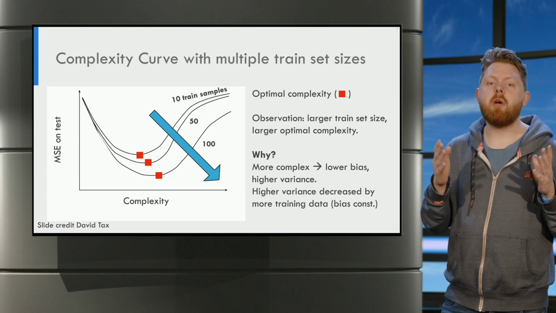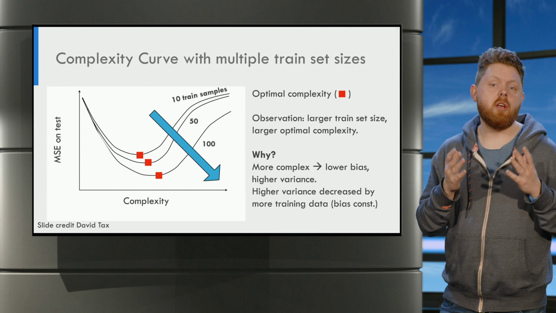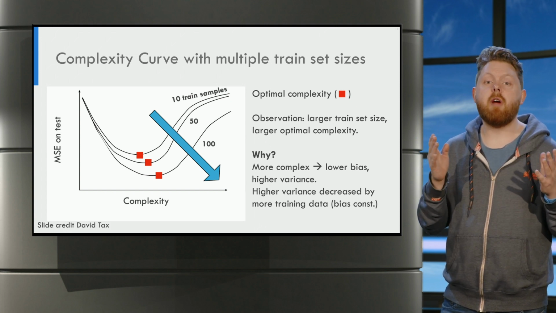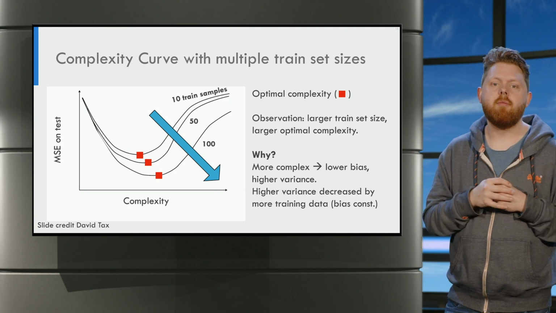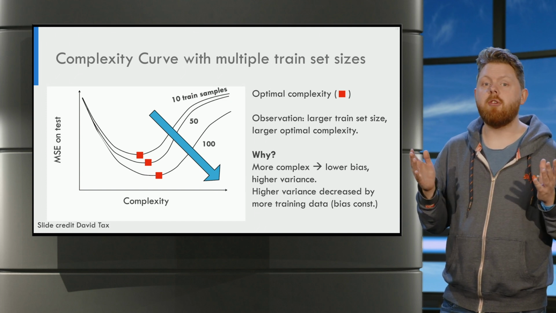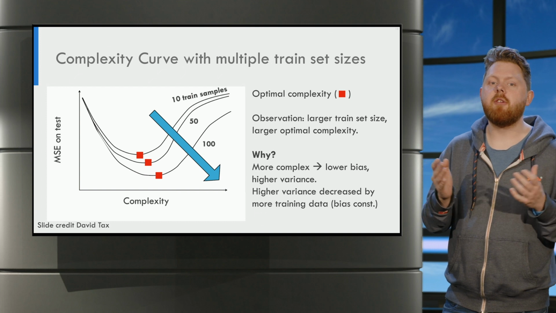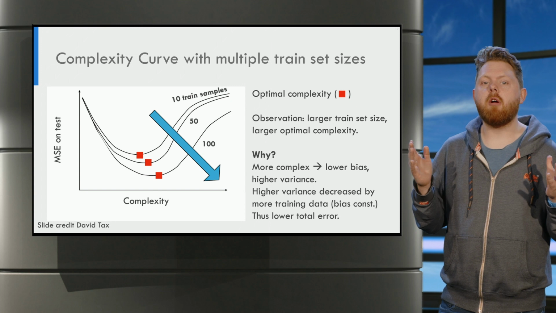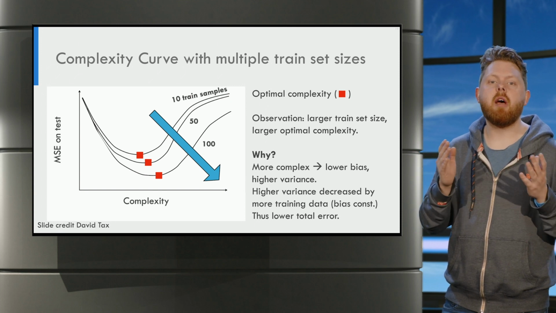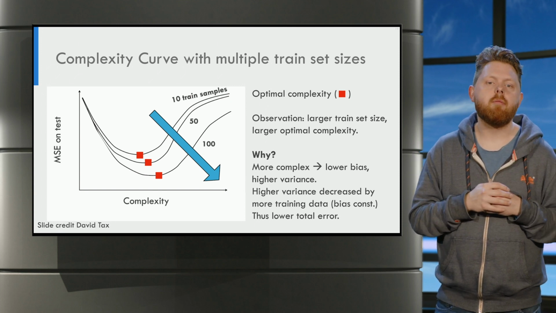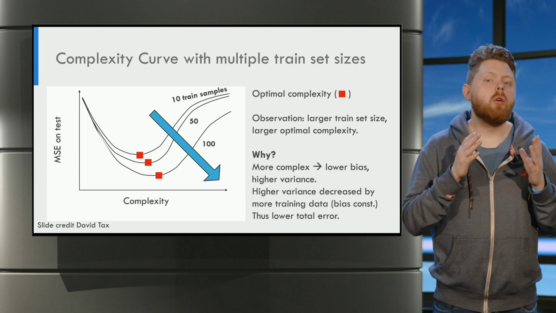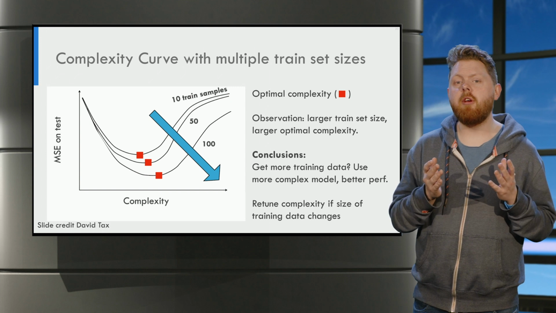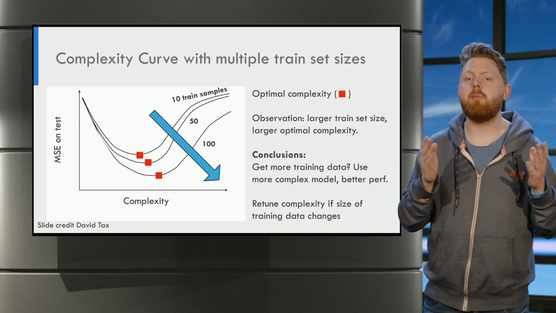If we increase the amount of training data, the variance is reduced. So the effect of the increased variance can be compensated. The bias remains constant if the amount of data is increased. This results in a lower total error for a higher complexity if you have a larger training set. The conclusion is, if we get more training data, we should increase the complexity of our model to get a better performance.